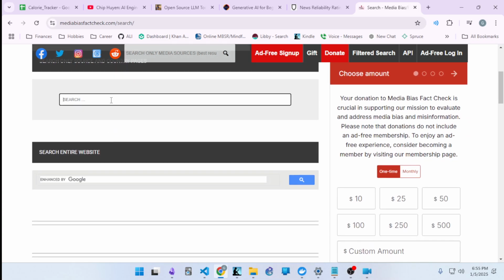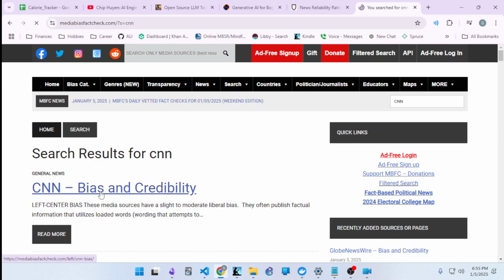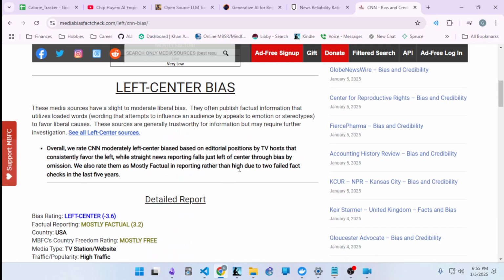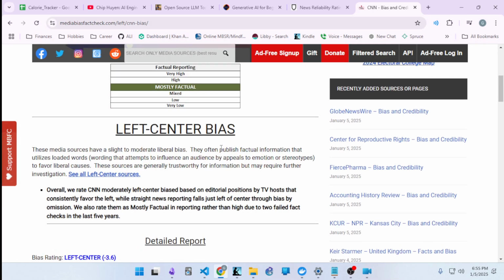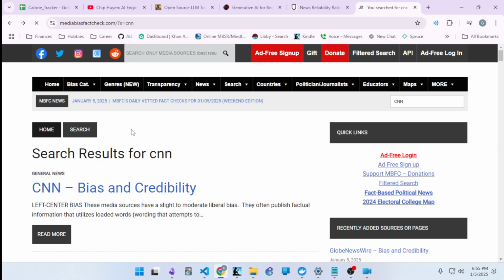So let's search for CNN. Okay, too many N's. Yeah, search for that. There we go. Bias and credibility. They say it's left of center, mostly factual. So high credibility, so a pretty good score for that. Let's do Fox next.